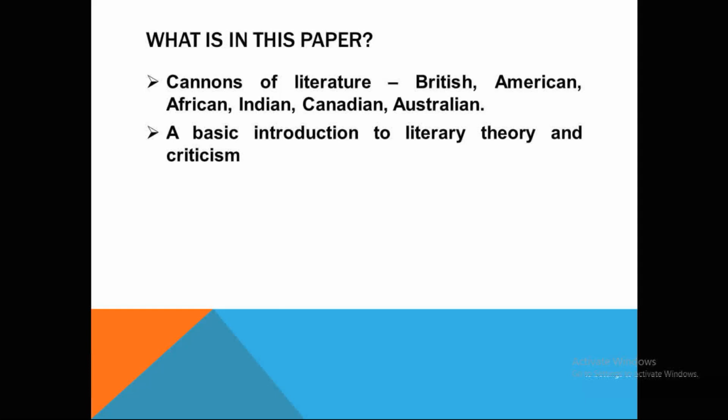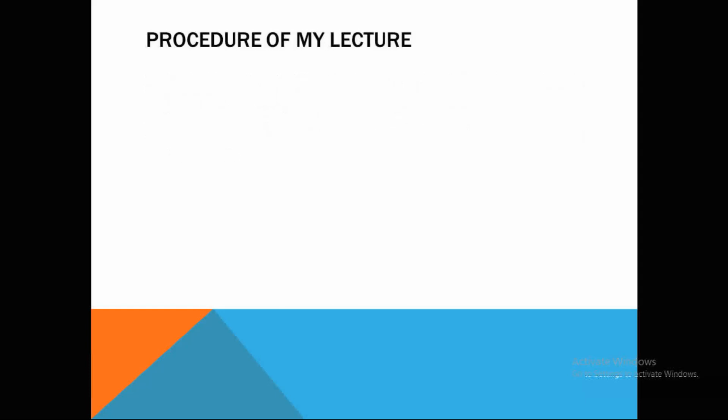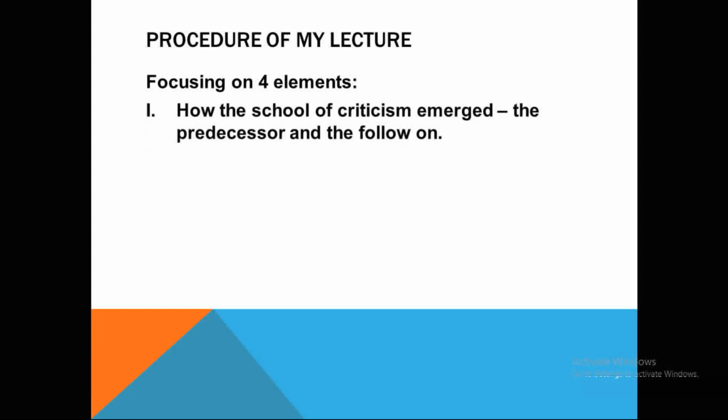In this video, I would be focusing on textual approaches, starting with the school of criticism which is known as New Criticism. Basically, my way of delivering this lecture would be based on 4 elements. The first element that I would be focusing on would be related to the background context of the concerned literary criticism. That is how it emerged. What are the reasons behind its emergence?